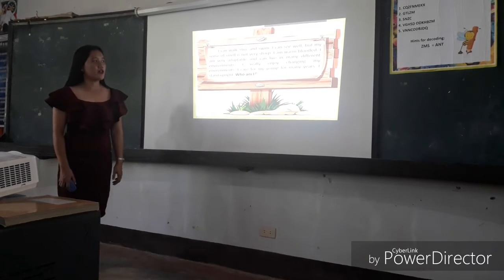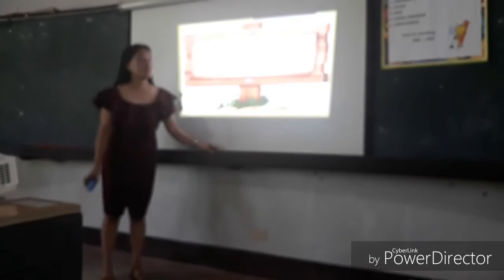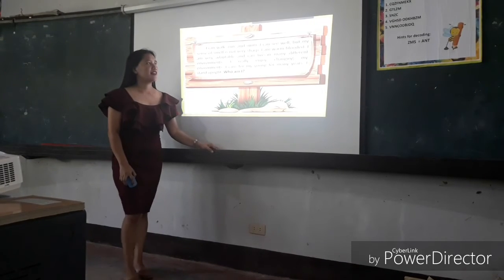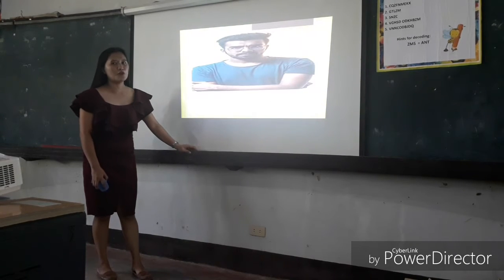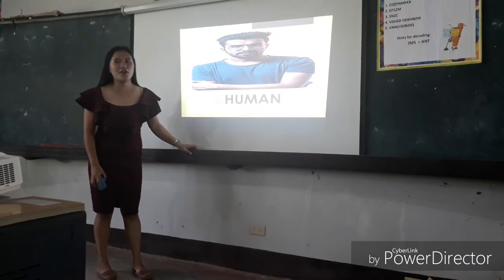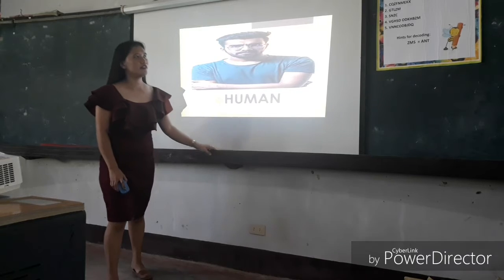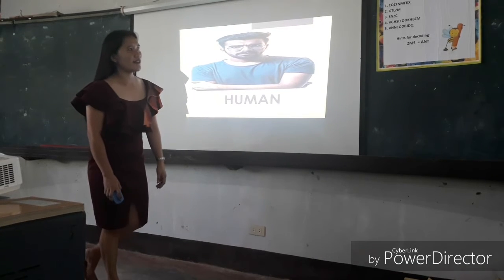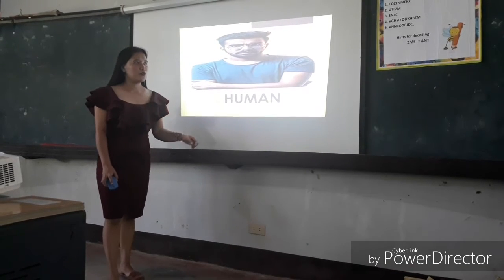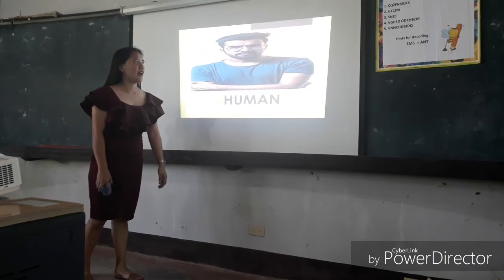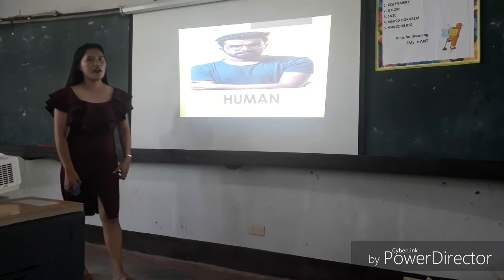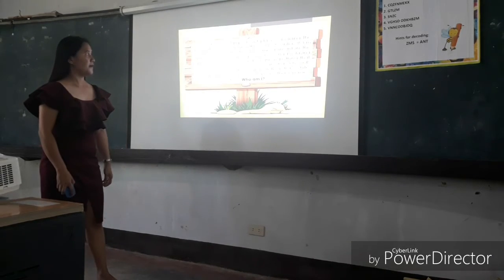What is the riddle all about? The riddle is all about a human. Who got the correct answer? The group that got the correct answer is group 2, so group 2 got 1 point. Now, here is the third riddle.